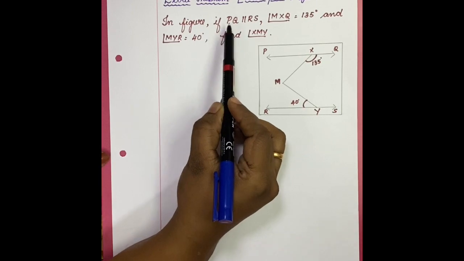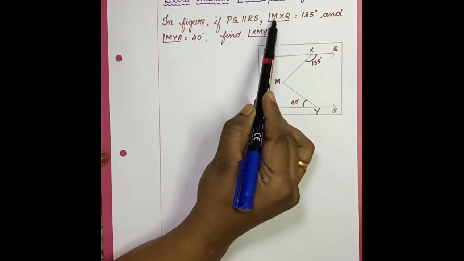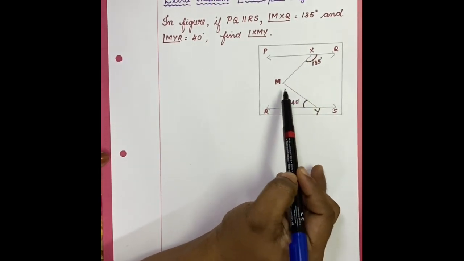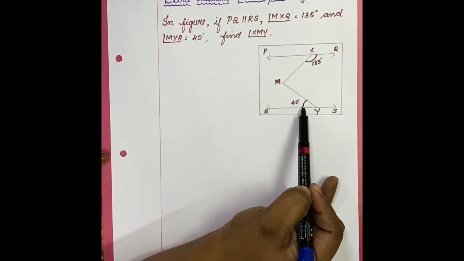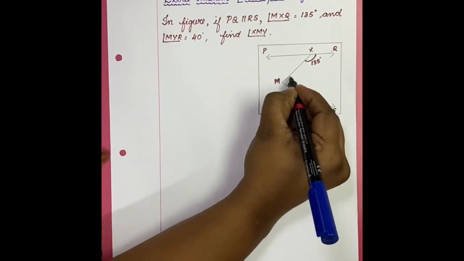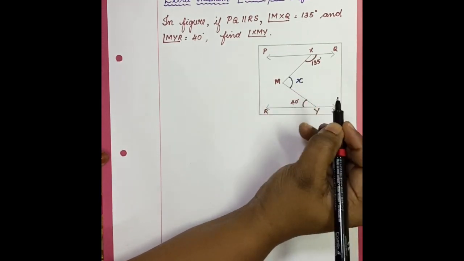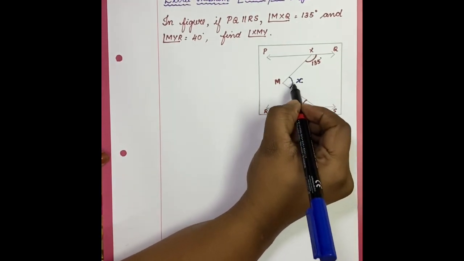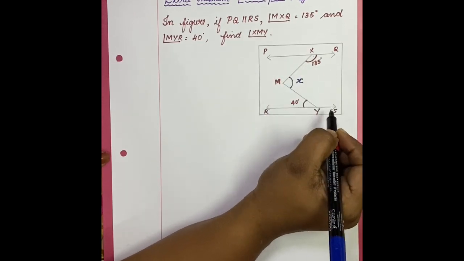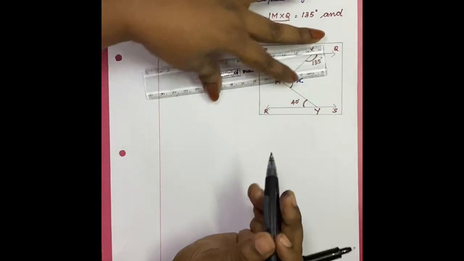In the figure, if PQ is parallel to RS, PQ and RS are parallel, angle MXQ is 135 degrees and angle MYR is 40 degrees. Find angle XMY. So this is the missing angle X. Again, just like the previous problem, this angle is nowhere related to the two parallel lines. If that is the case, again you must do a construction.